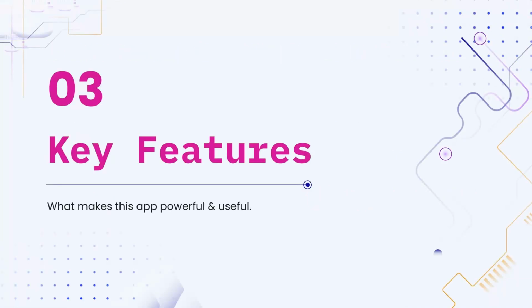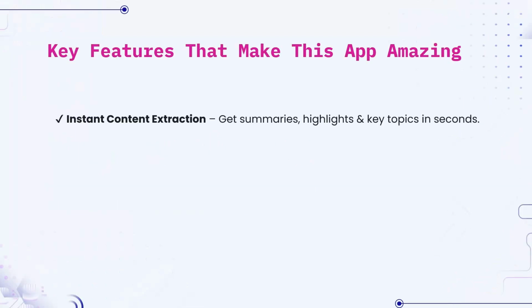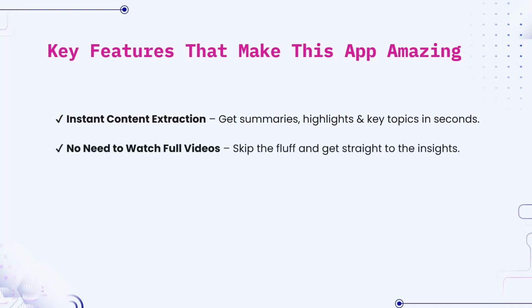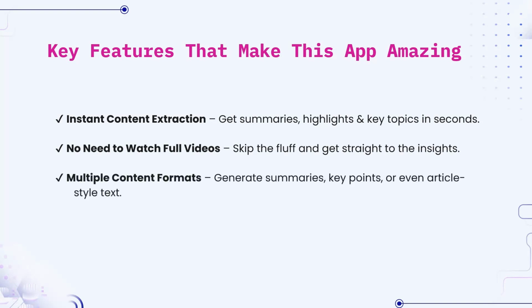With this app, getting valuable insights from YouTube videos has never been easier. In just seconds, you can extract summaries, key highlights, and important topics, with no more endless scrubbing or guesswork. You can say goodbye to long intros and unnecessary chatter. Instead of wasting time, you can jump straight to the key points that matter most. And the best part, you can choose how you want the information, whether it's a quick summary, key takeaways, a detailed article-style breakdown, or even Q&As from the content that you've just watched.